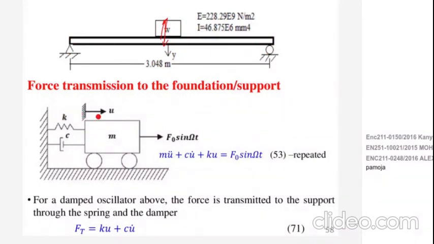For us to calculate the force being transmitted to the support, we have to go back to our dynamic system representation and see what component transmits the force to the foundation or support. So this is a damped oscillator. You have a stiffness and the damper. These are the ones that are connected to the support. And the equation of motion, of course, is given by equation 53. I have repeated that equation here. For the damped oscillator, the force transmitted to the support is through the spring and the damper. Therefore, the total force transmitted is due to the spring stiffness, K times U, and the viscous damper. That's equation 71.